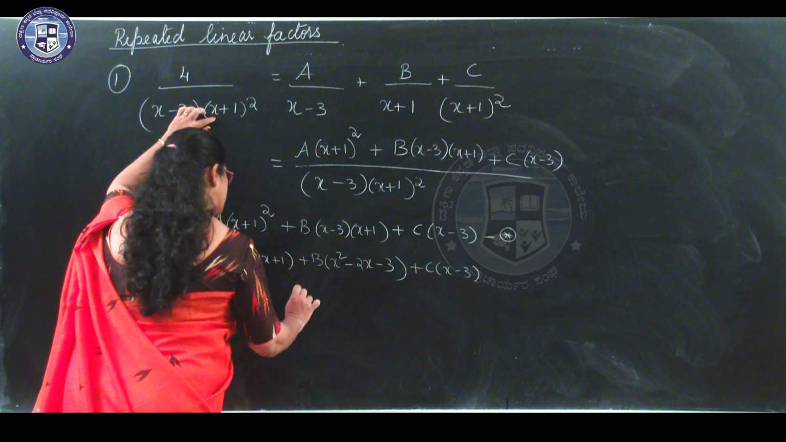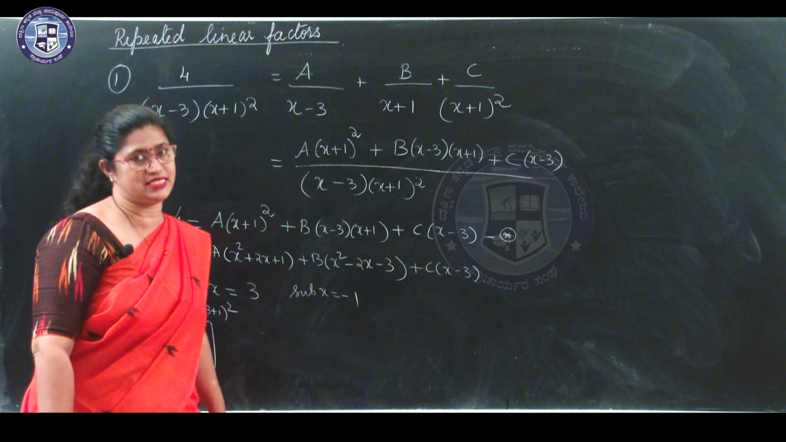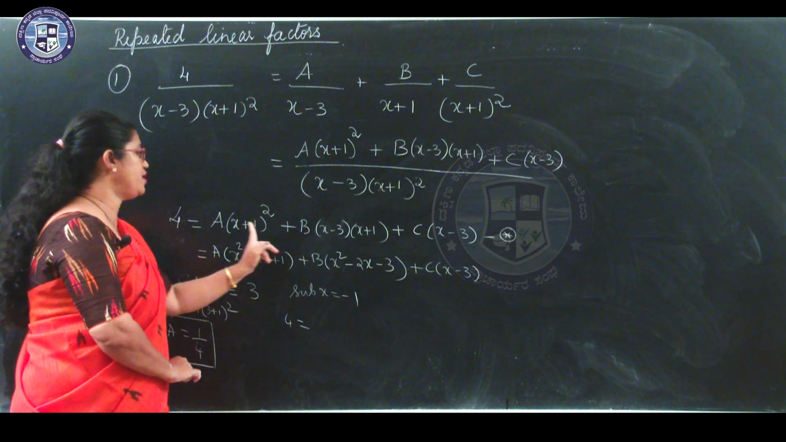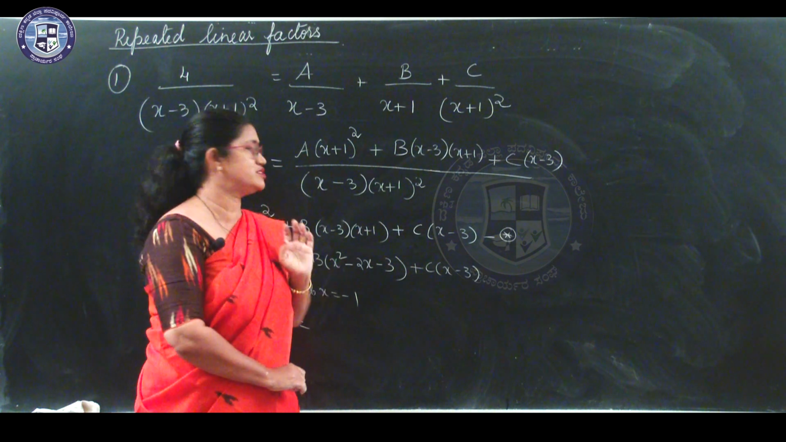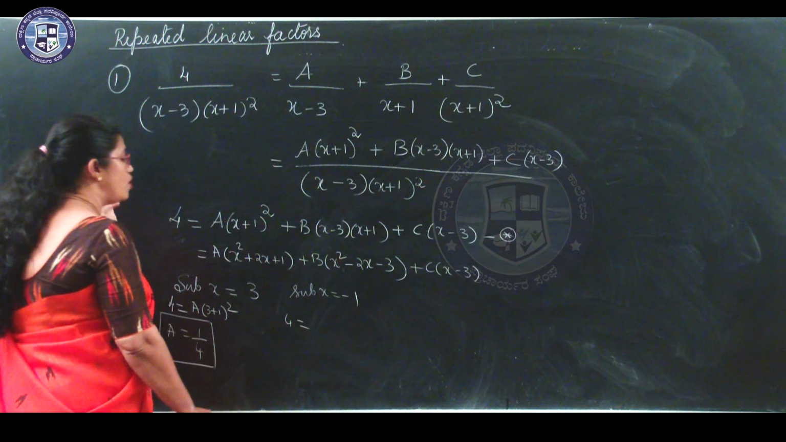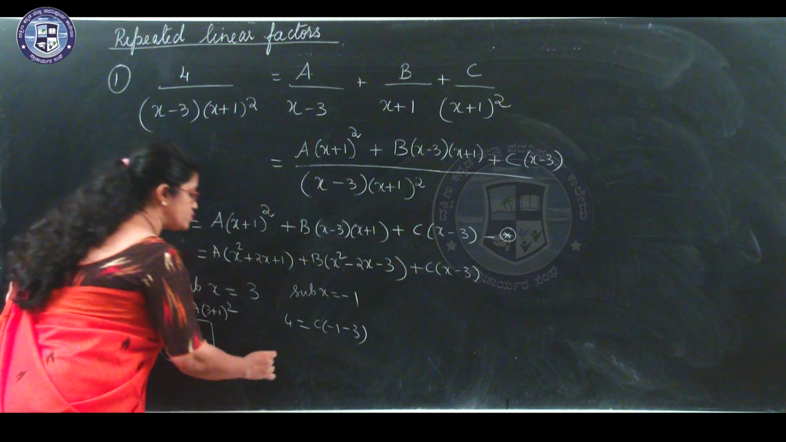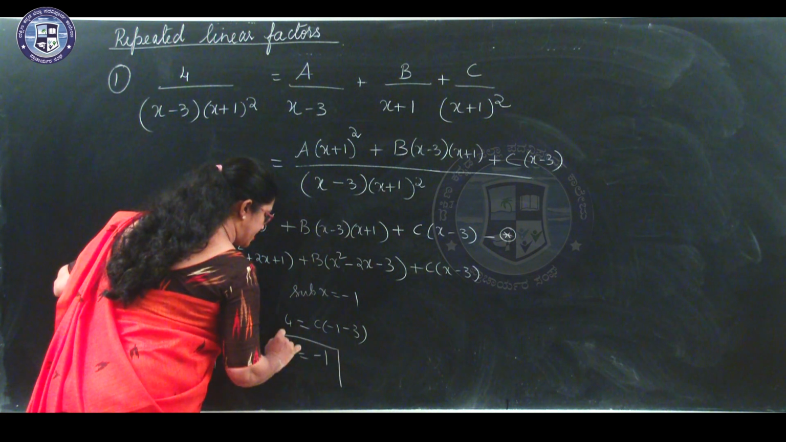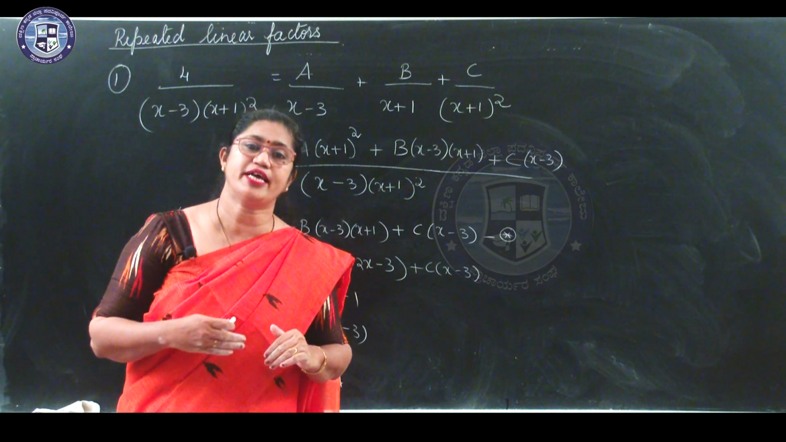Now, I said my next value for substitution is x is equal to minus 1. When I substitute x is equal to minus 1, left hand side is only 4. So, nice. Now, again I am putting it in star. Now, this becomes 0, very nice. B also becomes 0 and I am left only with C. So, here when I put minus 1, C into (minus 1 minus 3), that is minus 4. So, C is equal to 4 divided by minus 4, that is minus 1. I got the value of A, I got the value of C. Now, to get the third value.